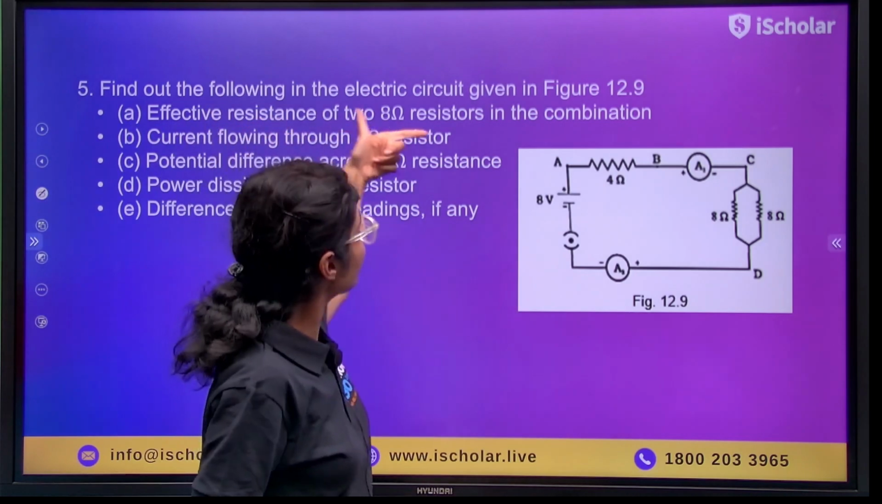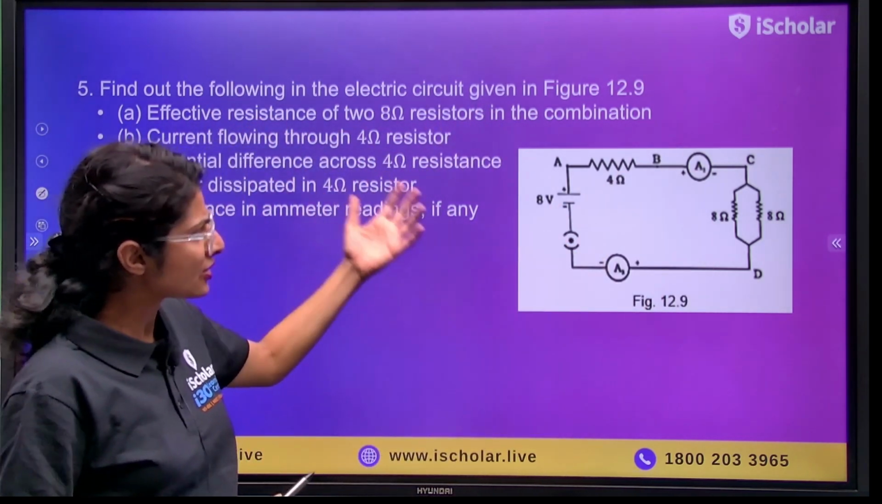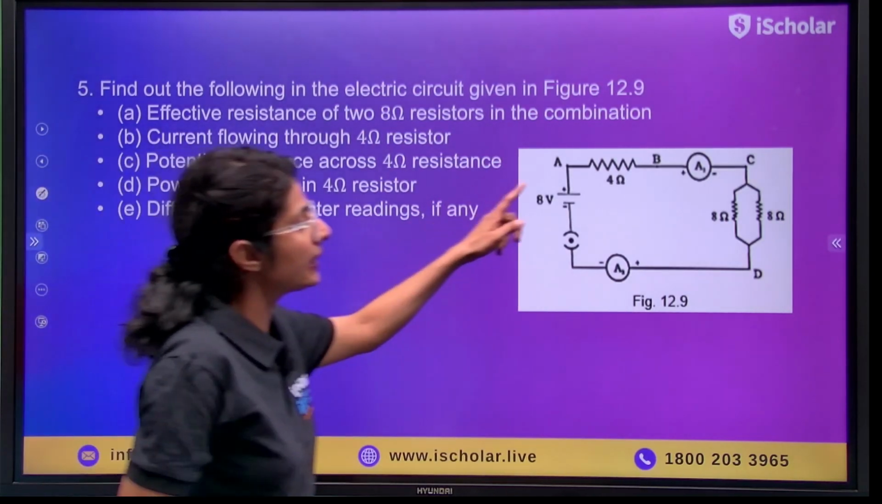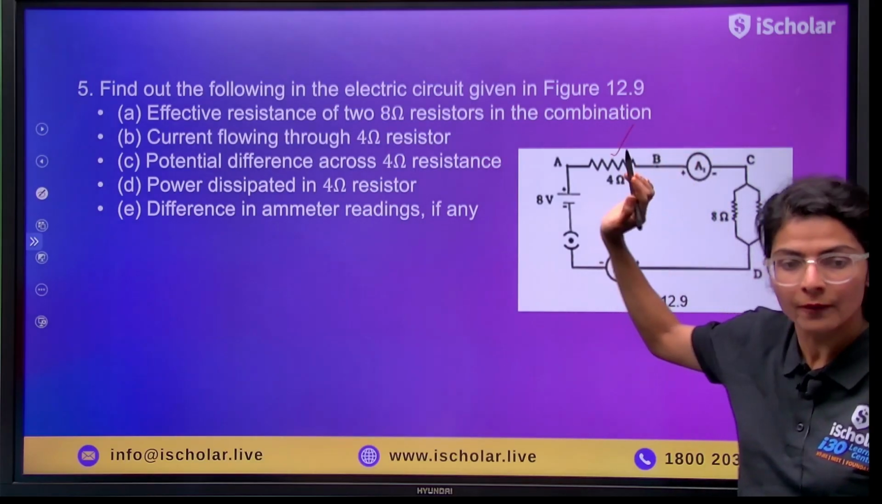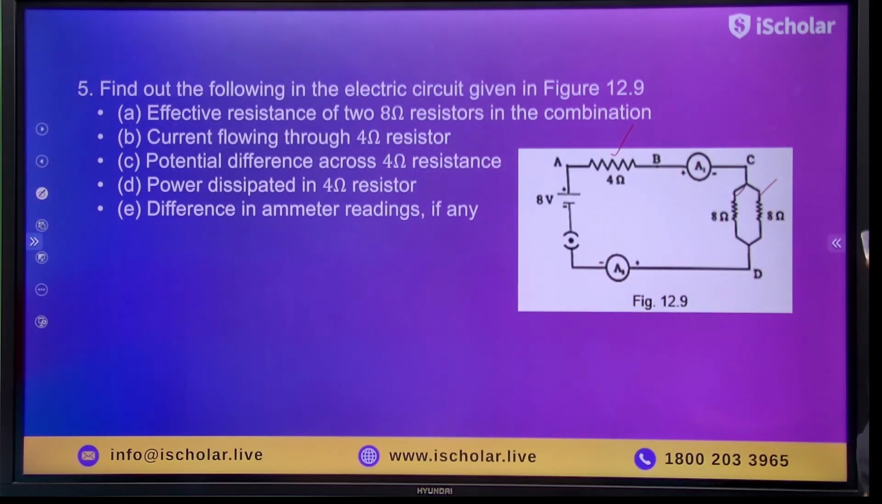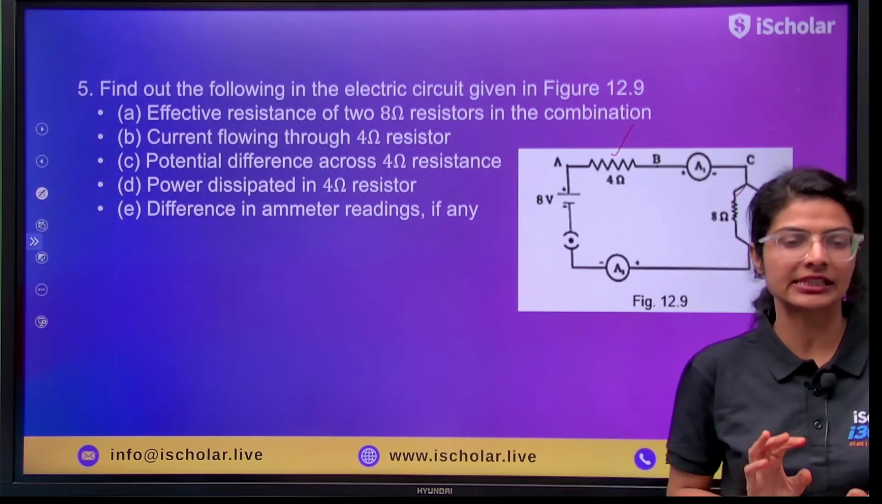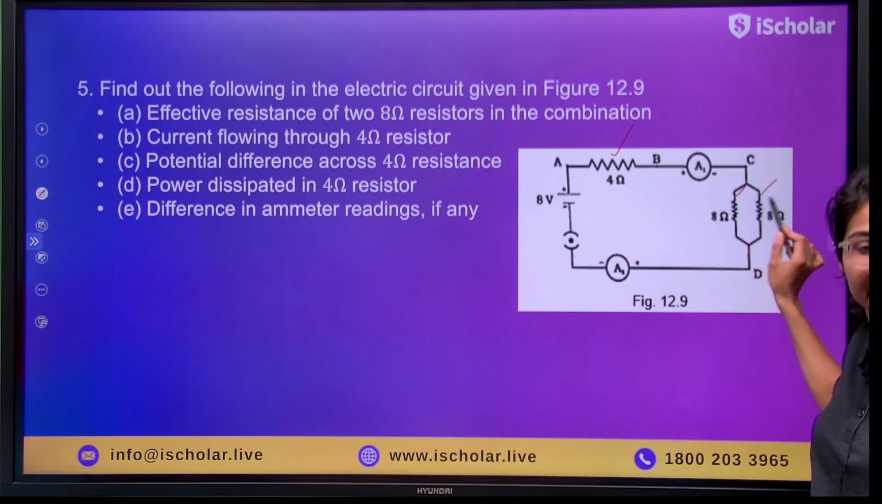First, effective resistance of the complete circuit. Okay, so let us just figure out how many resistances we have, students. This is the first resistance we have, and these two are the next resistances which we have. So in short, there are 3 resistances in total. One is 4 and the others are 8 and 8.